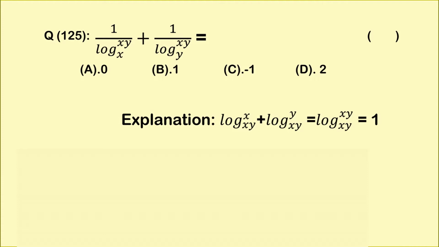Question number 125: 1 by log xy base x plus 1 by log xy base y is equal to dash. You can see in the explanation, 1 by log xy x, if it comes in the numerator we can write as log x base xy, and same like this 1 by log xy base y, if it comes in the numerator we will write as log y base xy. So on adding these two logarithms we will get log xy base xy. So as you know, log a base a is equal to 1, so the right answer is B.